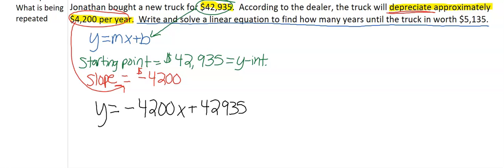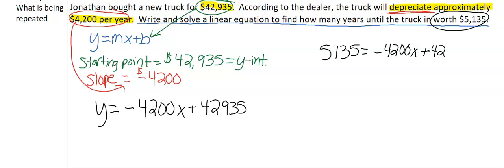Now it is asking us to find how many years until the truck is worth $5,135. So that is now going to be our y, and we are solving for x because it's asking us how many years. And in our problem, x is years. So this is a multi-step equation. So first we want to subtract $42,935 from each side.